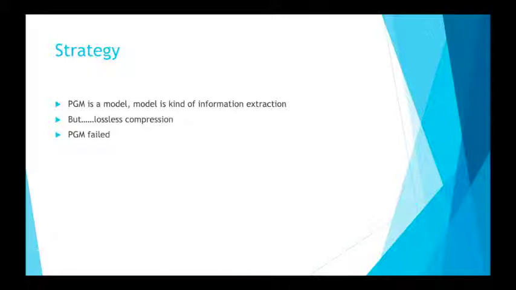What is the strategy? The strategy is to use the PGM. PGM is a model, where a model is a kind of information extraction method. But using PGM, we usually do lossy compression because we are unable to memorize the whole text and apply it. So for a lossless compression method, PGM can't do the task because it's a probability distribution, so it will lose some information. So what we do is that we take in other kinds of methods.